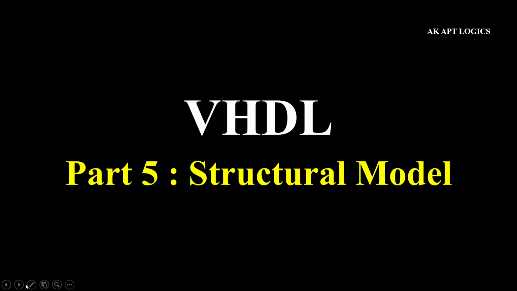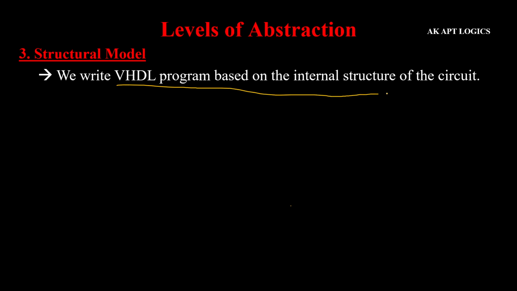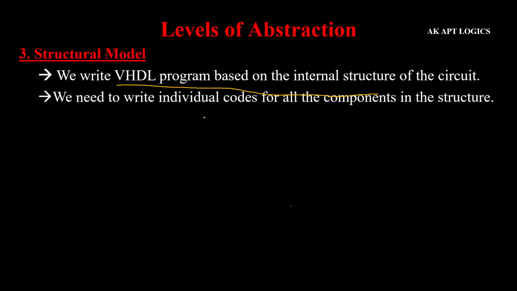So, the structural model. This is also one type of level of abstraction, and it is the third model. We write the VHDL program based on the internal structure of the circuit. Based on the internal structure of the circuit, we write the code in the architecture, and that is called the structural model. We need to write individual code for all the components in the structure.